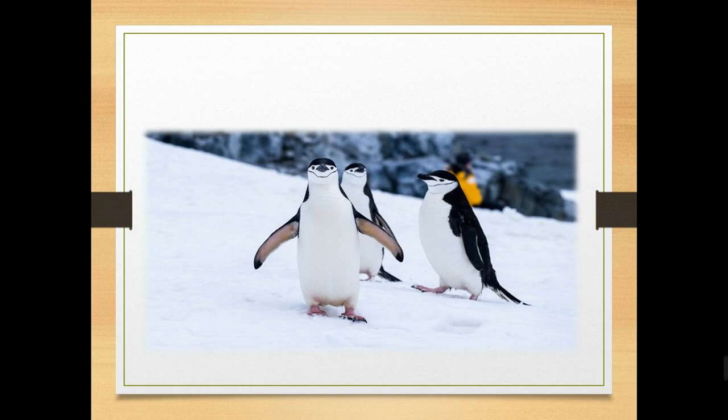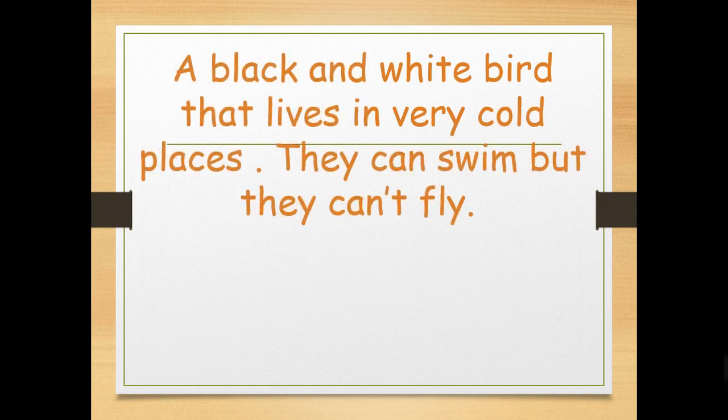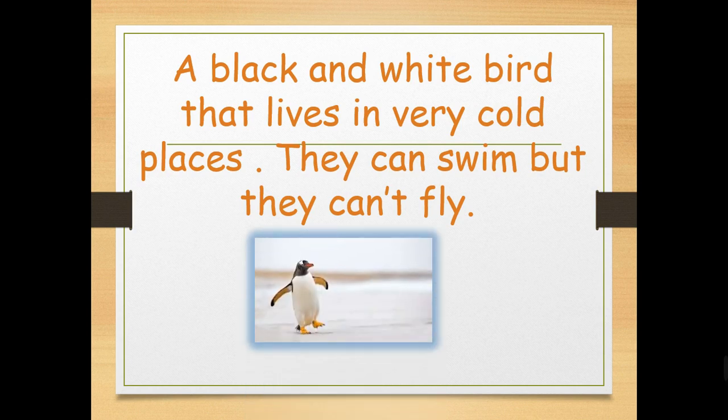Next we have this lovely bird. Yeah, penguins. I think most of you love penguins. Did you see a penguin before? Have you ever seen it? Okay, the meaning of penguins, it's a black and white bird that lives in very cold places. They can swim, but they can't fly. So it's a bird, but it can't fly.